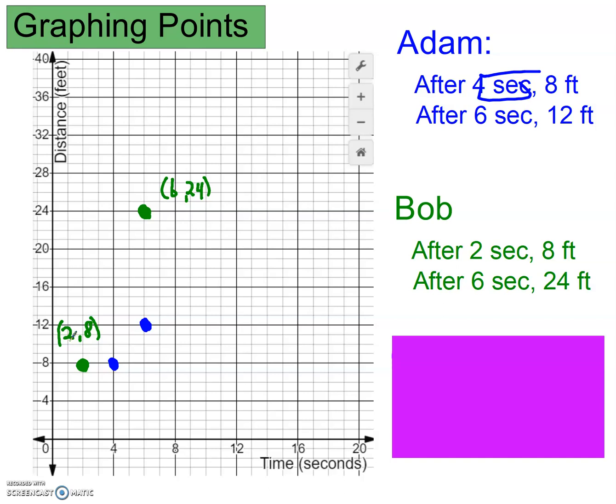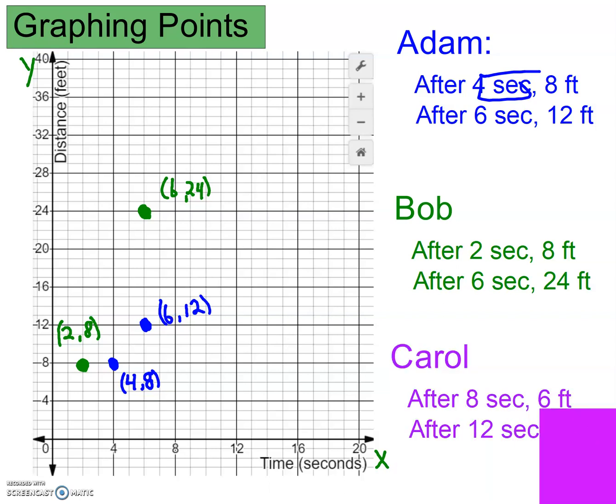We call them coordinates. Okay, an x coordinate and a y coordinate, because we oftentimes call this the x-axis and the y-axis. Okay, so I'm going to go back and put Adam's coordinates in there for these points. I've got 4, 8 right there, and I've got 6, 12 right there.